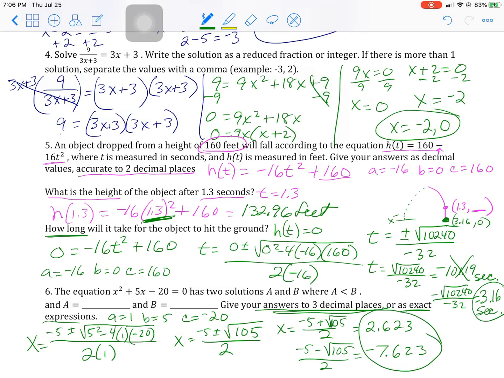Okay, which one's the lower answer? The smaller answer, it says, that's what this means. So this was going to be the negative 7.623, and this one's going to be the positive number. Okay.